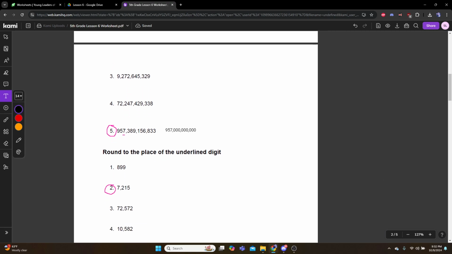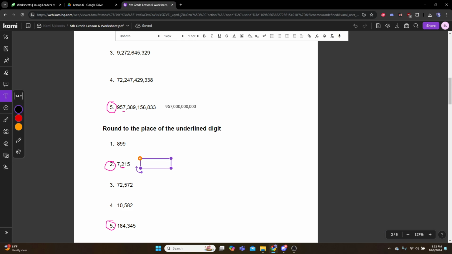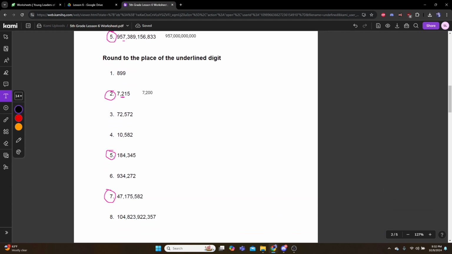Round to the place of the underlined digit. So for number 2, we could round to the 2 here, in which we look at the number that comes after, which is 1. And the 1 will make the 2 stay the same, so this would just turn into 7,200. And number 5, in this case, we'll round to the 1 here, so that's the 100,000s place. And we look at the number after, which is an 8, and since it's above 4, we would round up to 2, so it would become 200,000.